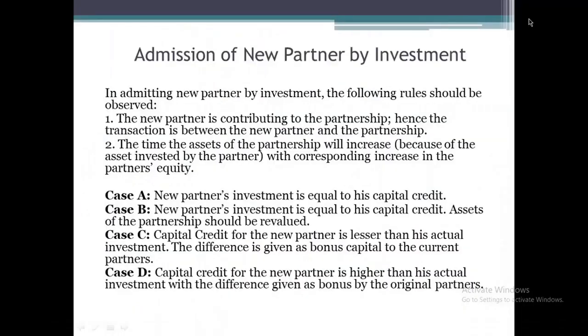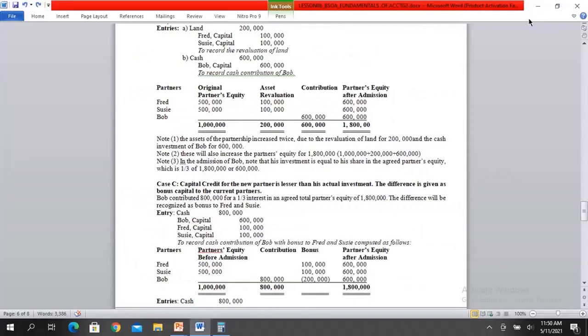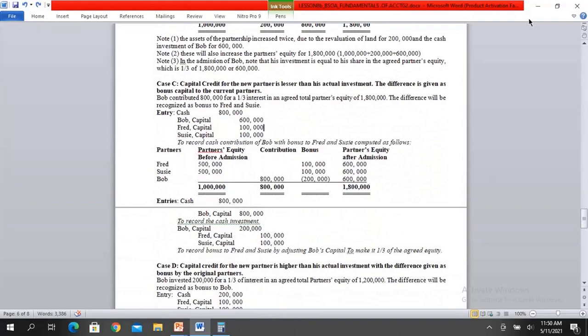Case letter C, capital credit for the new partner is lesser than his actual investment. So, the difference is given as a bonus capital to the current partners. So, yung capital credit na na-transfer kay new partner is mas mababa dun sa ininvest niya. Like for example, Bob contributed 800,000 for a 1/3 interest in an agreed total partner's equity of 1,800,000. So, the difference will be recognized as bonus to Fred and Susie. Ayan.